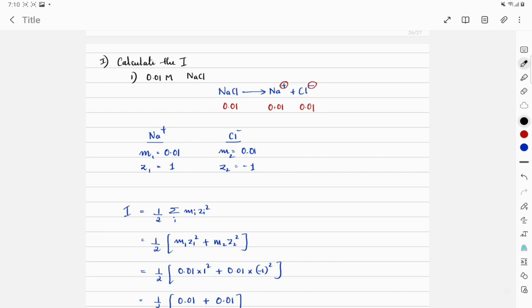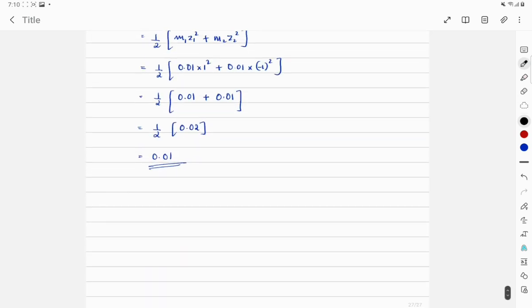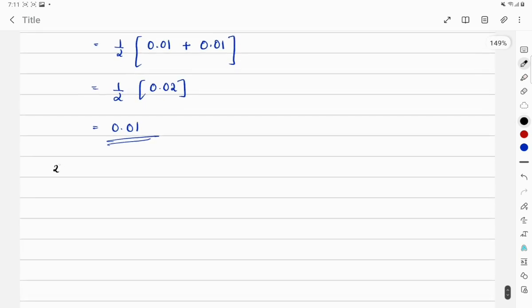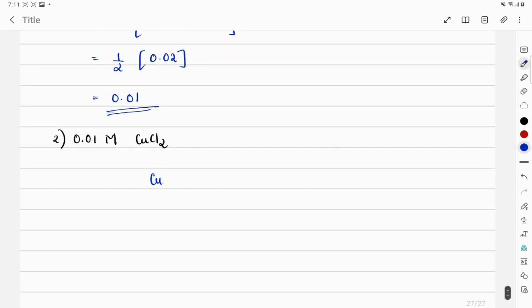Now let's go to the next question. It is a similar one. We have the same concentration, 0.01 molar, and the salt is CuCl2. Okay, how do we do this now? Firstly, we have to write the equation. So CuCl2 becomes Cu, the charge on Cu will be 2+, and 2 chloride ions, so 2 Cl-.